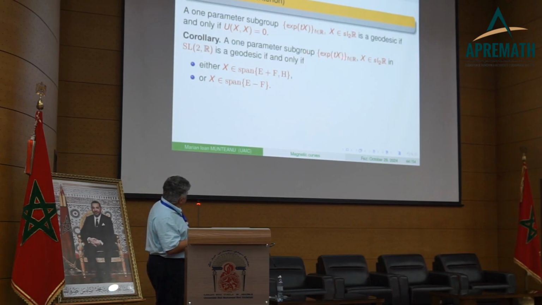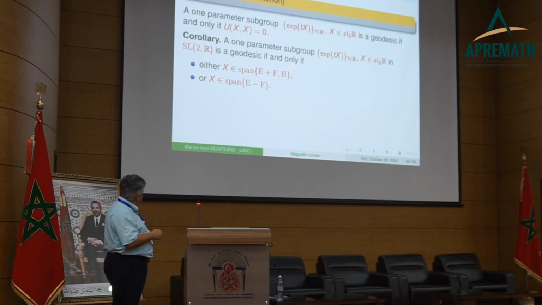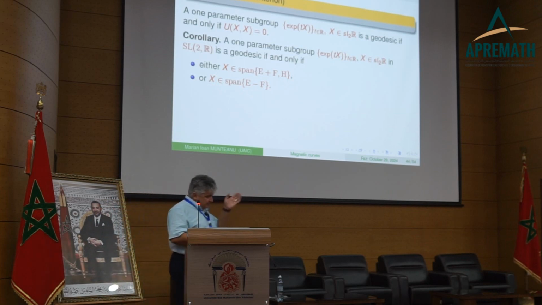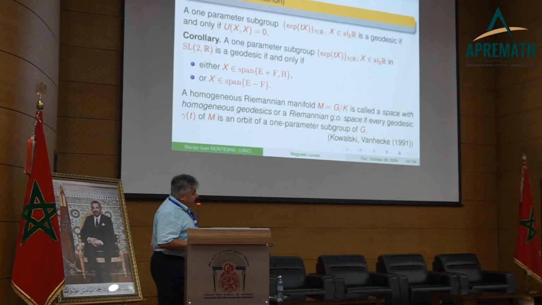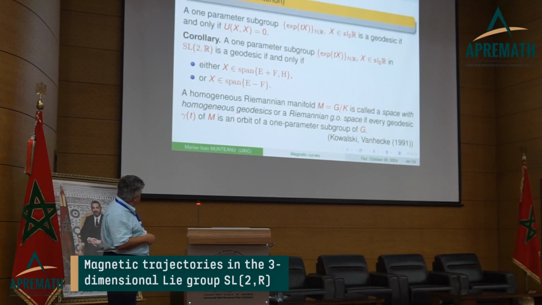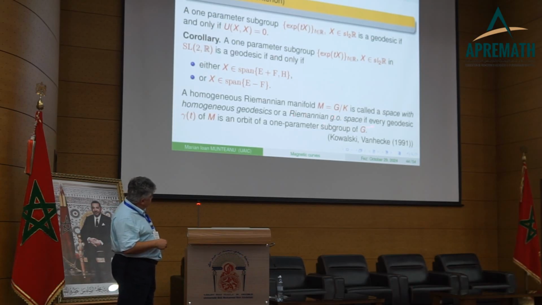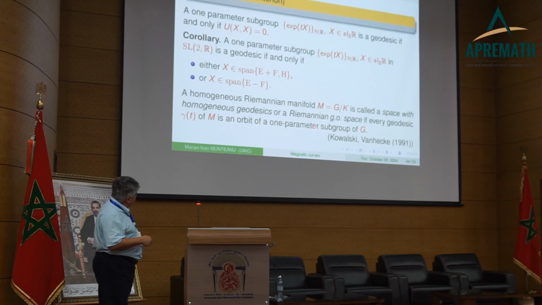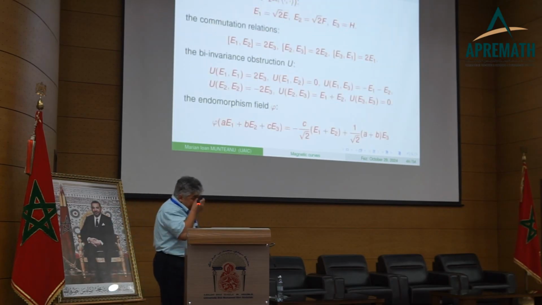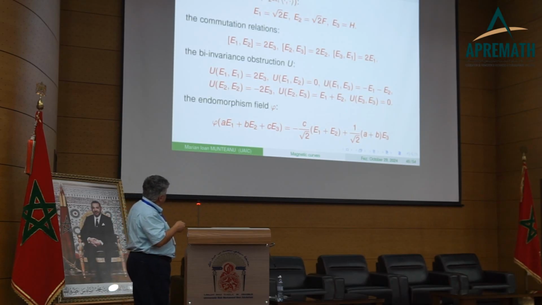So the corollary: a one parameter subgroup exponential of tX in SL2R is a geodesic if and only if either X belongs to the span of E plus F and H, or X is in the span of E minus F. So E minus F is tangent to the fiber of the projection from SL2R to H2 of curvature minus 4. And a homogeneous Riemannian manifold M is called a space with homogeneous geodesics, or a Riemannian g.o. space, if every geodesic gamma of t is an orbit of a one parameter subgroup of G. This notion was introduced by Kowalski and Vanhecke in 1991. And we compute everything for SL2R.